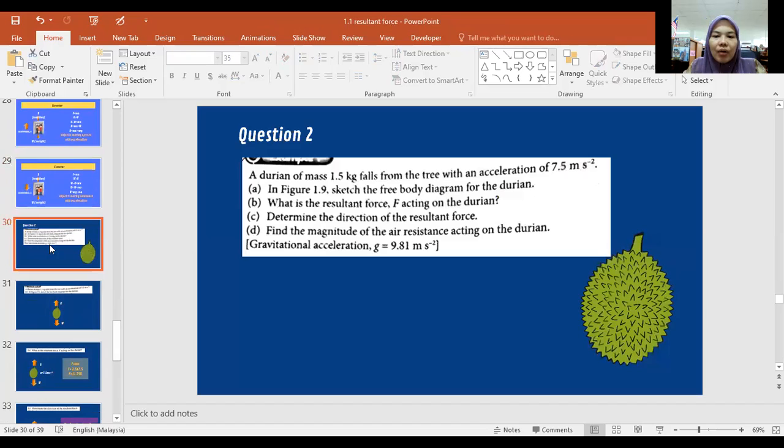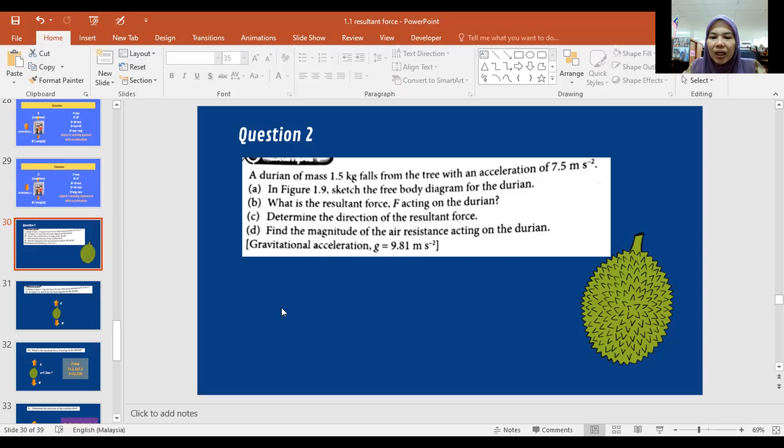Okay, we have question number 2. A durian of mass 1.5 kg falls from the tree with an acceleration of 7.5 meters per second squared. In figure 1.9, sketch the free body diagram of the durian. What is the resultant force F acting on the durian? Determine the direction of the resultant force. Find the magnitude of the resultant resistance acting on the durian.